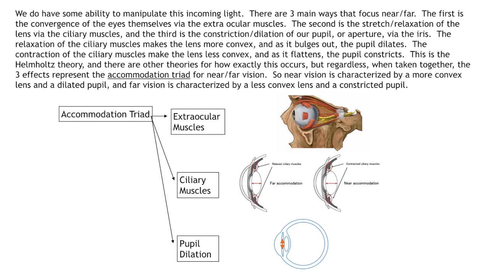Near vision is characterized by a more convex lens and a dilated pupil, and far vision is characterized by a less convex lens and a constricted pupil. And this is called the accommodation triad.